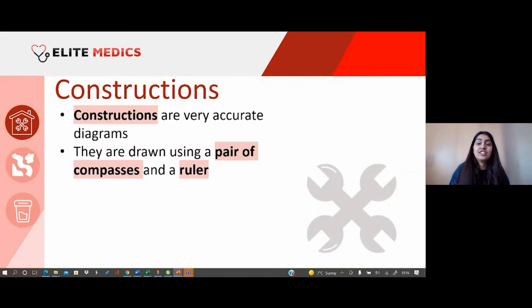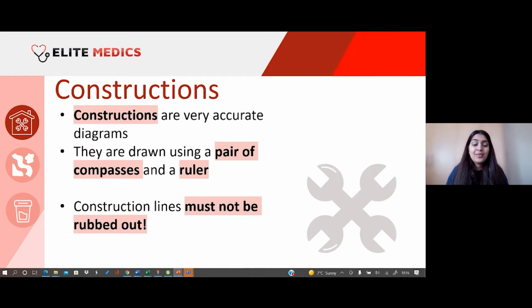So constructions are essentially very, very accurate diagrams. They are usually done with a pair of compasses and a ruler. So make sure when you go into your exam, you have a pair of compasses and a ruler and a sharp pencil, because you don't want a blunt pencil, okay?